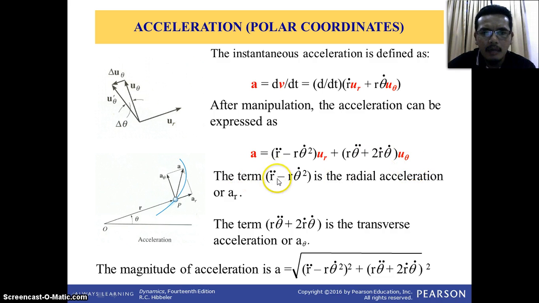The term r double dot minus r theta dot squared is the radial acceleration, a r. The term r theta double dot plus 2 r dot theta dot is the transverse acceleration, a theta. So we have a r for the ur unit vector and a theta for the u theta unit vector. The magnitude is the square root of a r squared plus a theta squared.